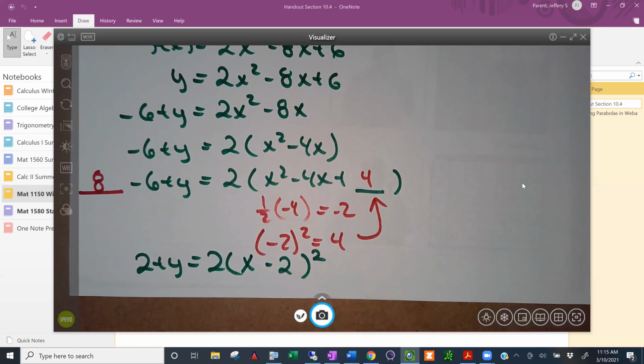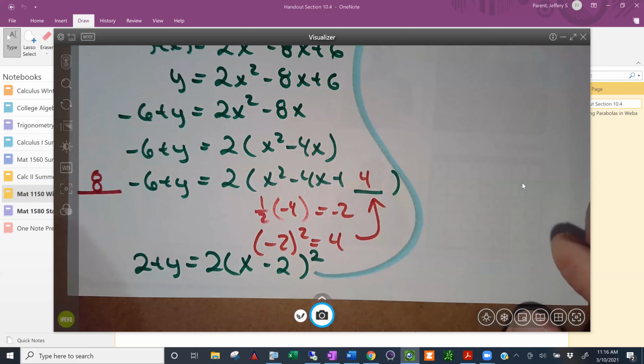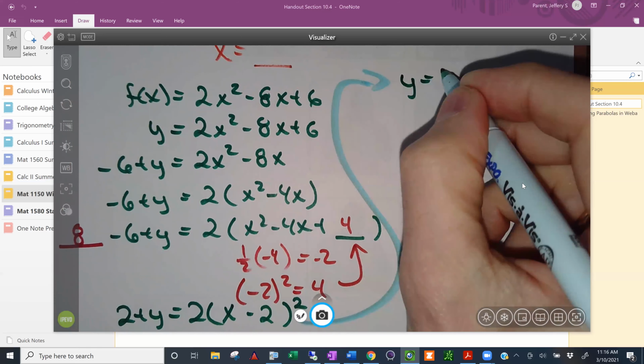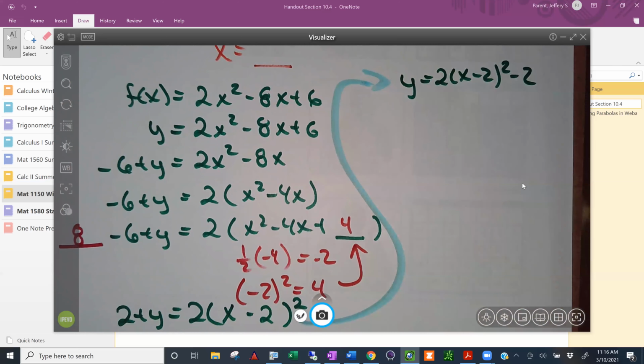And what I'm going to do with that now is move this 2 back to the other side. And that'll be the form that I want it in. So let me bring that up here. If I move the 2 to the other side, I get y equals 2 times x minus 2 squared minus 2 again. And that's what I wanted. I needed it in that form so that I can figure out what the vertex is.